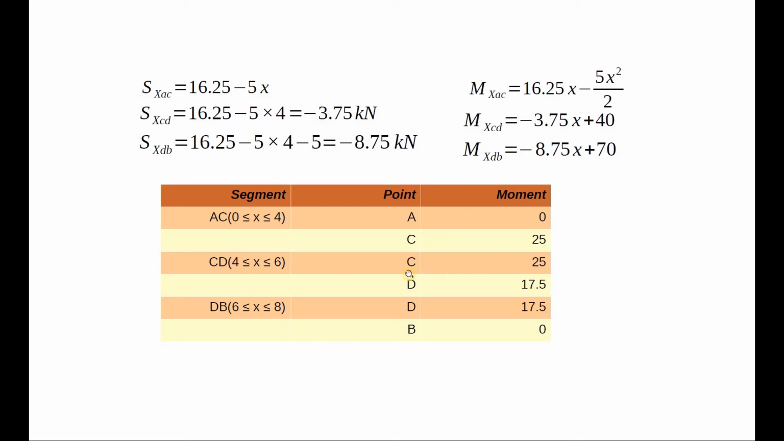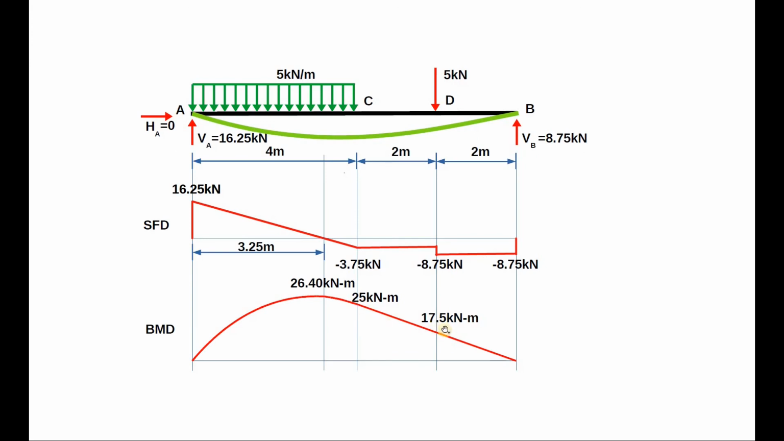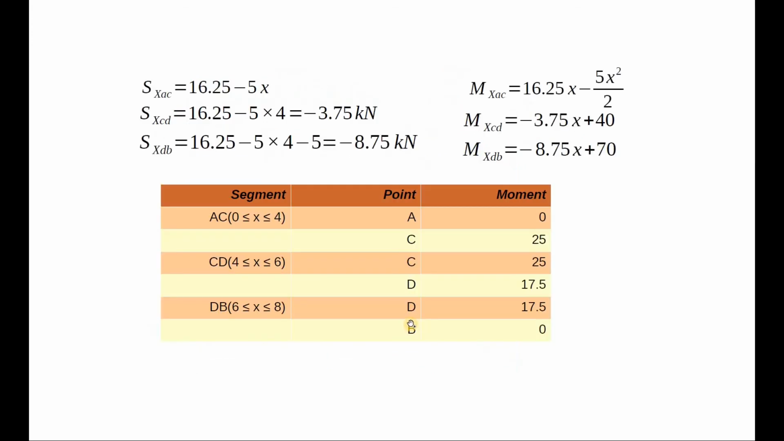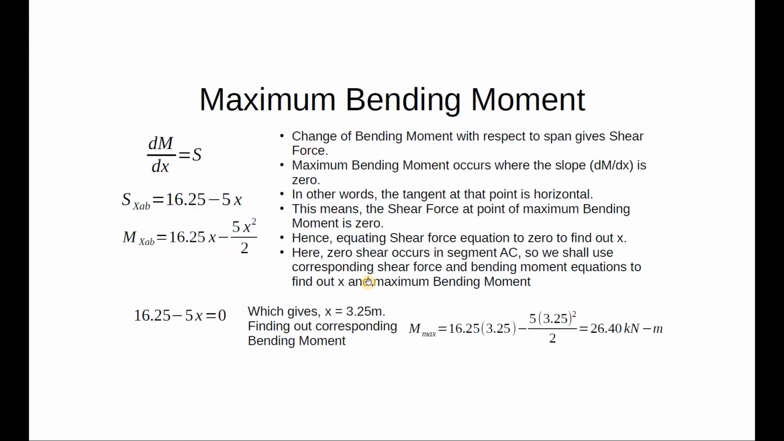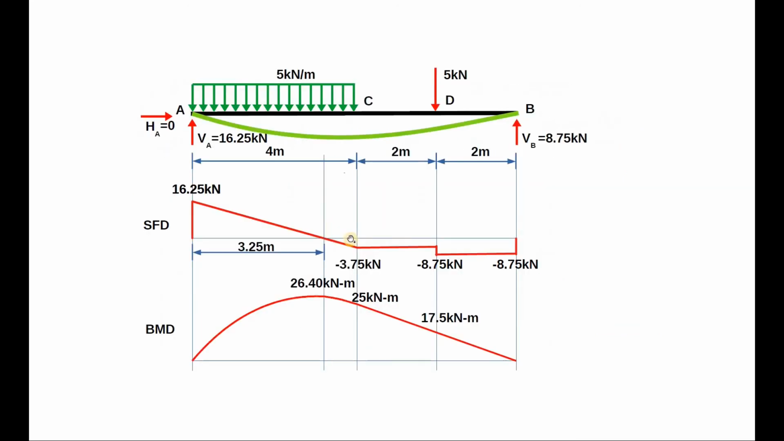For segment CD, we have bending moment of 25 at point C and bending moment of 17.5 at point D, which are plotted here. Again, for segment DB, we have 17.5 at point D and 0 at point B. Let us now locate the point of maximum bending moment and calculate the value of maximum bending moment, which happens at the point of 0 shear. Point of 0 shear occurs somewhere in between points A and C.